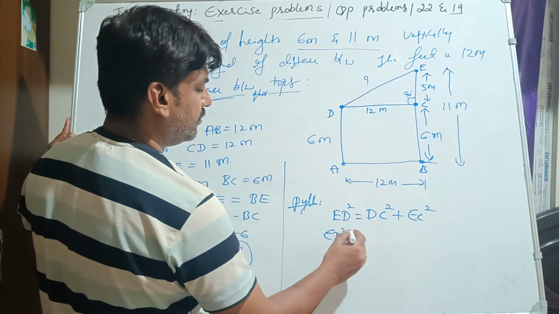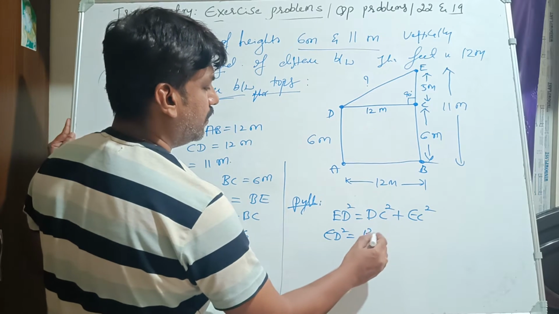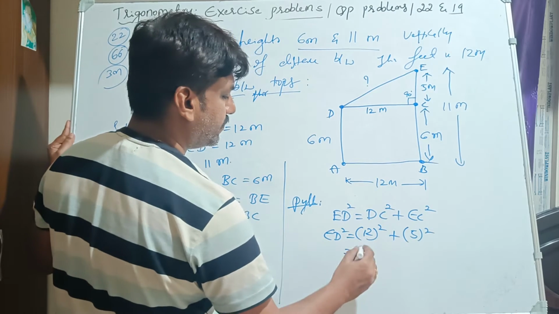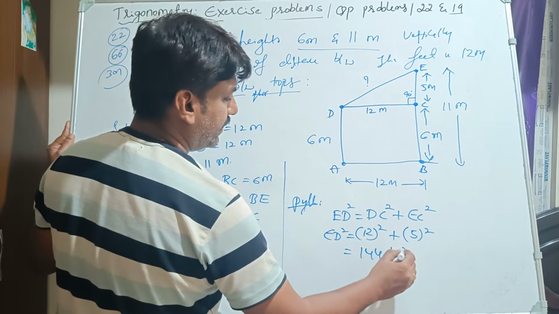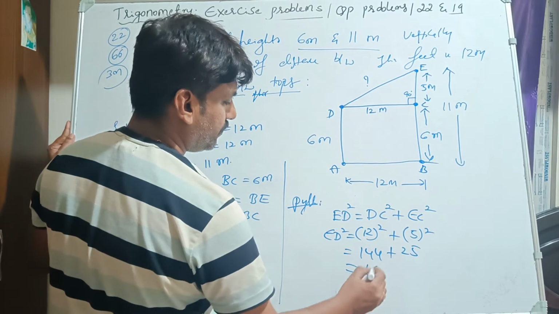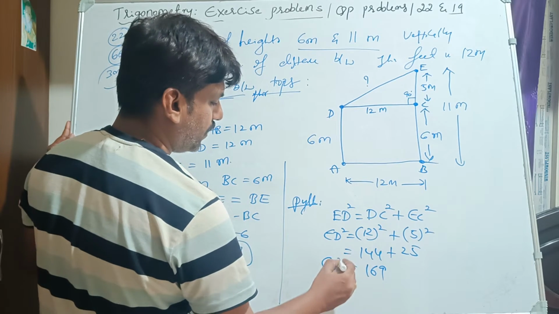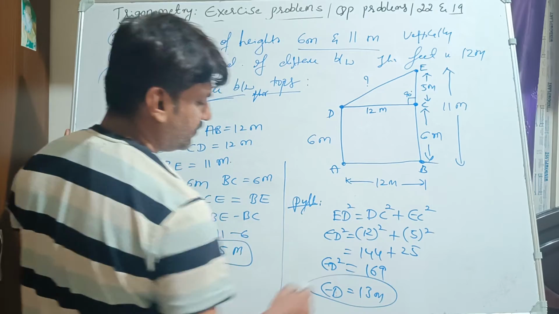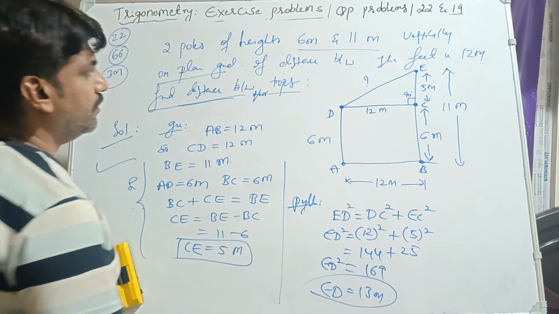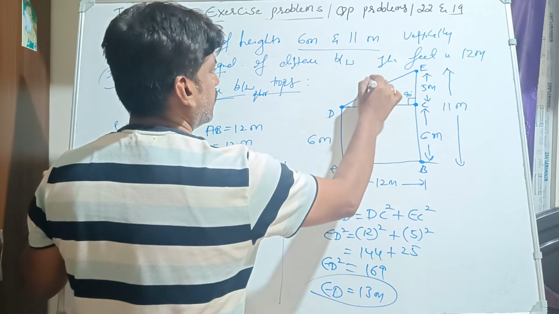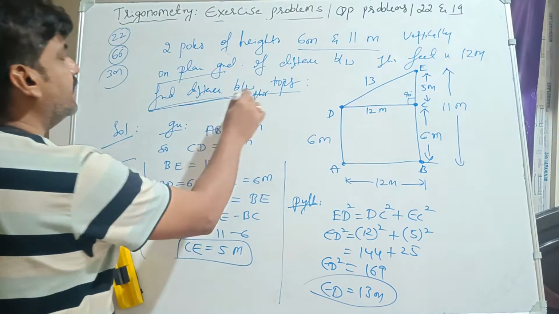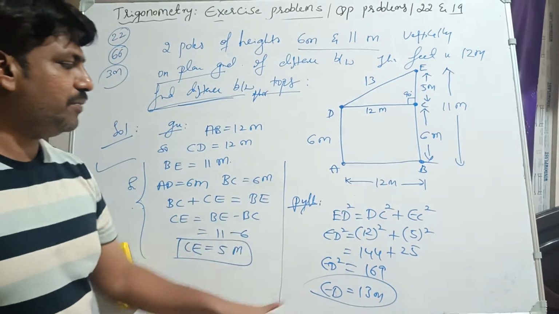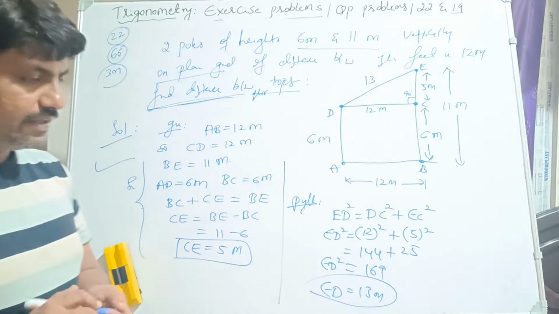ED square is nothing but DC square. What is the DC value? 12. What is the EC value? 5. So it is 144 plus 25, which is 169. ED square is 169, so what is the value of ED? 13. 13 square is 169. So the value of this is 13. So that is the distance between the tops. This is asked for 3 marks. For 3 marks minimum we should write like this. So this is a problem.